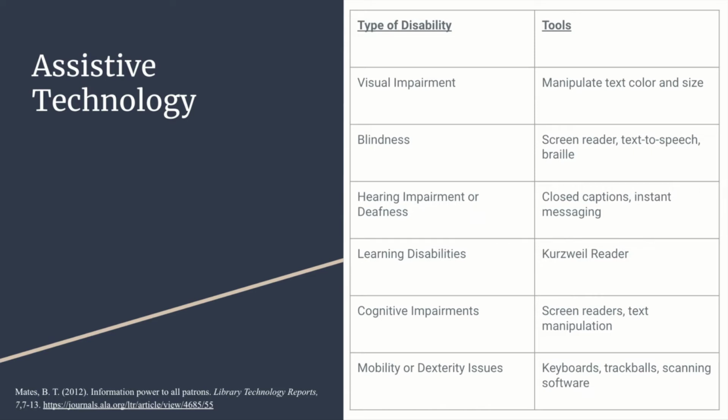Mobility or dexterity issues. These might include people who use a wheelchair, who cannot move their fingers or hands due to arthritis, people who cannot stand or sit for long periods of time, or who may not be able to move any part of their body at all. Tools that might help them include different types of input devices, such as large or small keyboards, trackballs, scanning software, and many more.